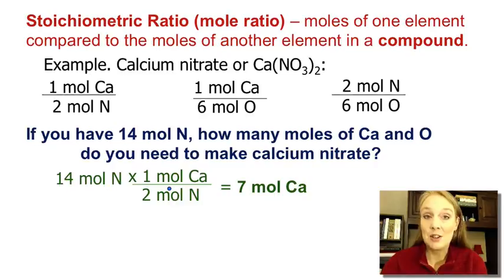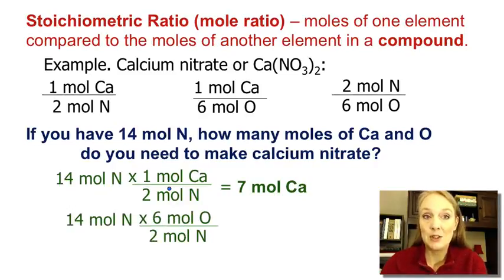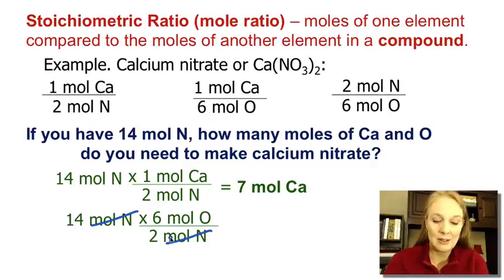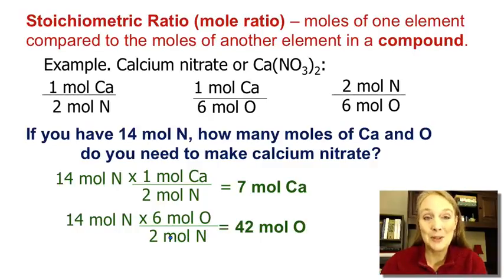We would also need oxygen to build the calcium nitrate. We're starting with 14 moles of nitrogen, and we need 6 moles of oxygen for every 2 moles of nitrogen. Again, our moles of nitrogen cancel out. We could have also used a 3-to-1 ratio here, and that also works. And we find that we need 42 moles of oxygen to build all the calcium nitrate that we could possibly build, starting with our 14 moles of nitrogen. All of those calculations were simply examples of using compound stoichiometry.